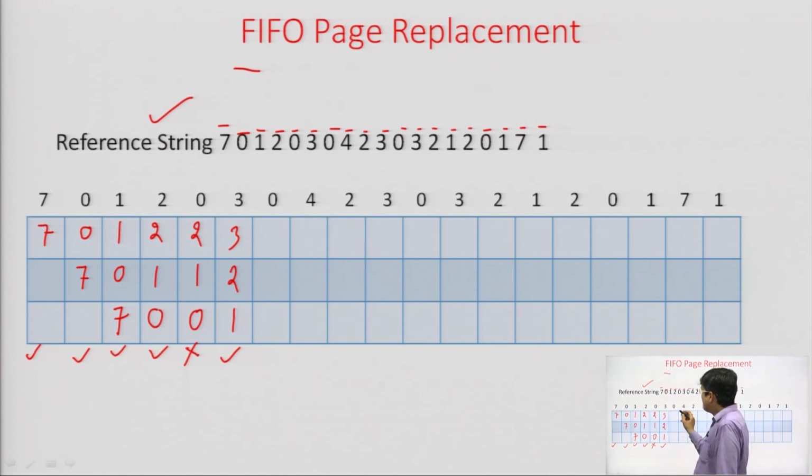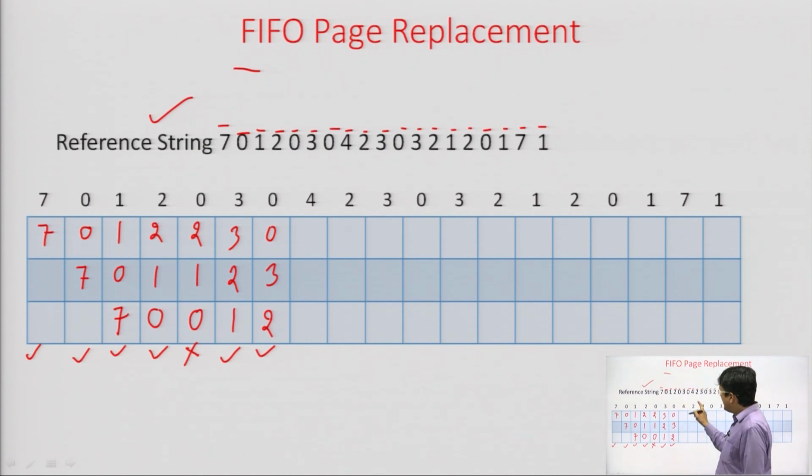Now, 0 is referenced. When 0 is referenced, 0 is not present. So, we will have to send some page out. So, 1 will go. So, 0, 3 and 2, there is a page fault. Now, 4 has to come. Again, 4 is not there in the main memory, so we will have to send one page out. So 2 will go. So 4, 0 and 3. There is a page fault.